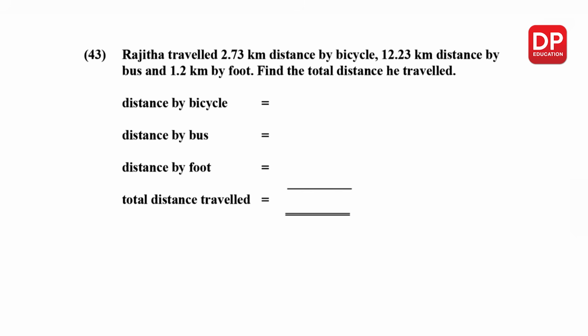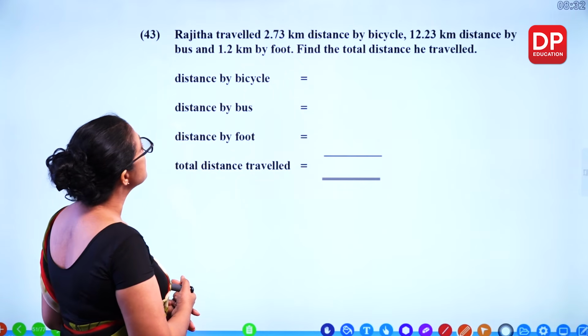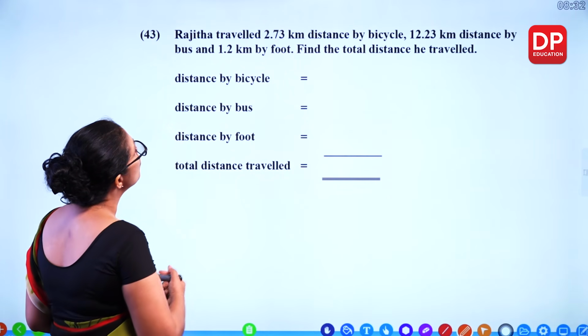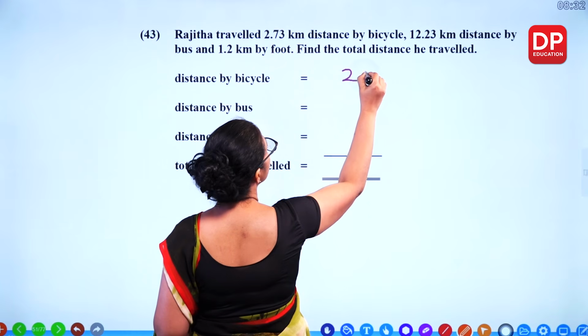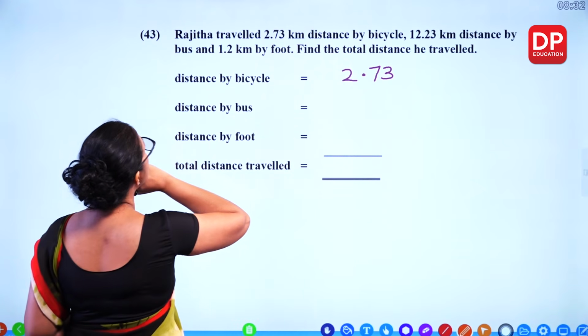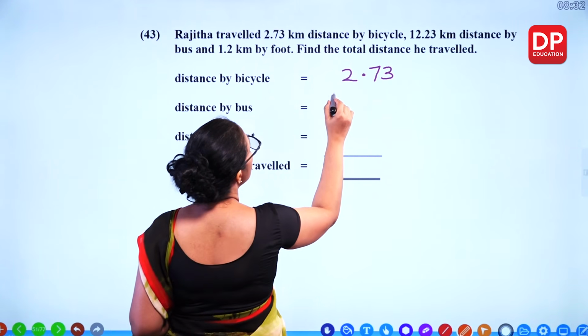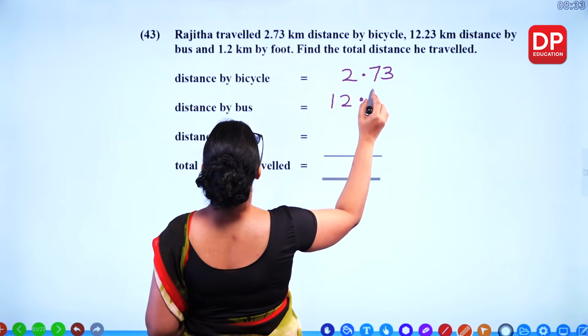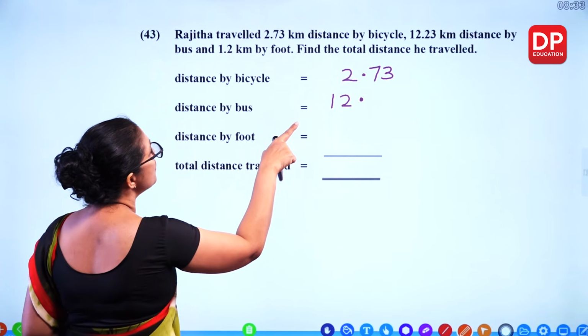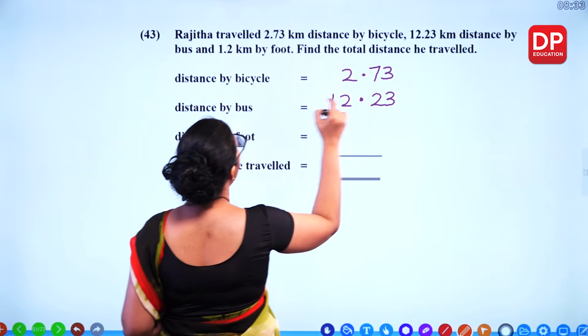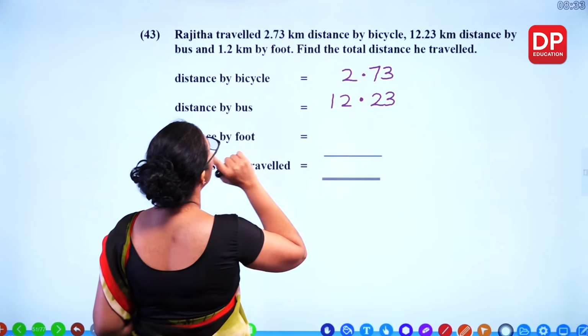Look at this question. Rajita traveled 2.73 kilometer distance by bicycle, 12.23 kilometer distance by bus, and 1.2 kilometer by foot. Find the total distance she travelled. Distance by bicycle, that's 2.73. Distance by bus, 12.23. And distance by foot, 1.2.